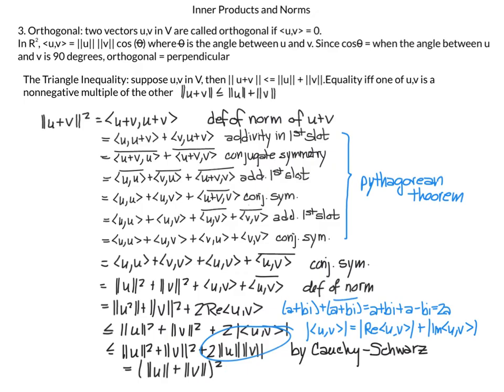And then finally, that's equal to the norm of u plus the norm of v, squared. And hence we have proved the triangle inequality.